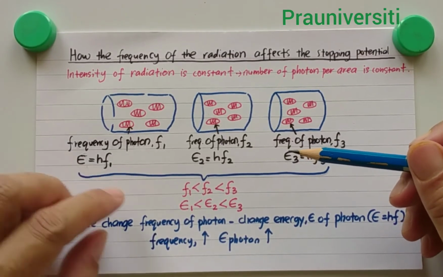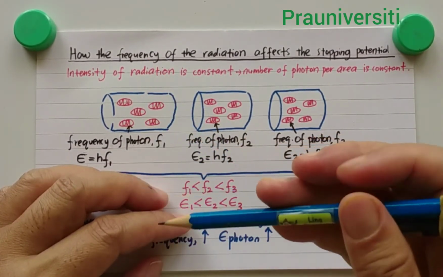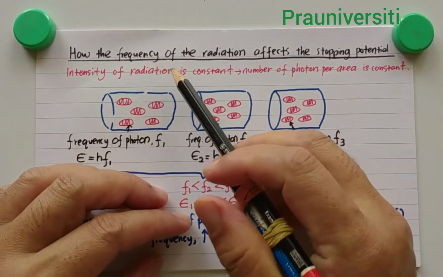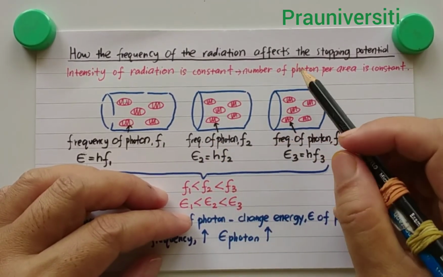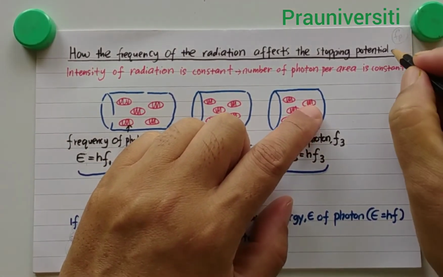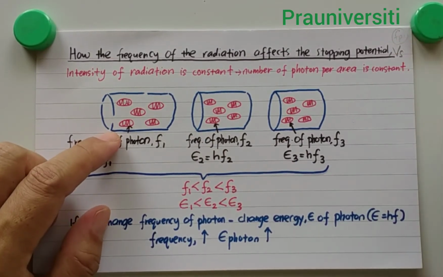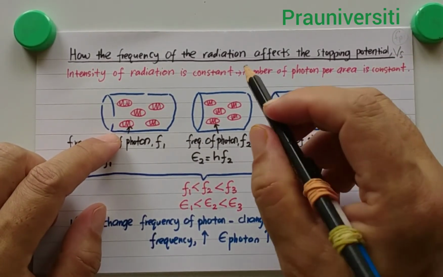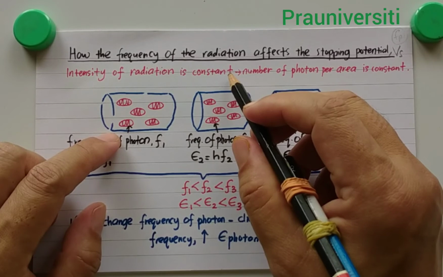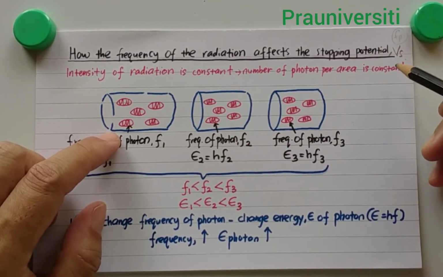Today we need to understand how the frequency of the radiation affects the stopping voltage, or stopping potential, Vs. So I repeat: how does the frequency of the radiation affect the stopping voltage, or the stopping potential?